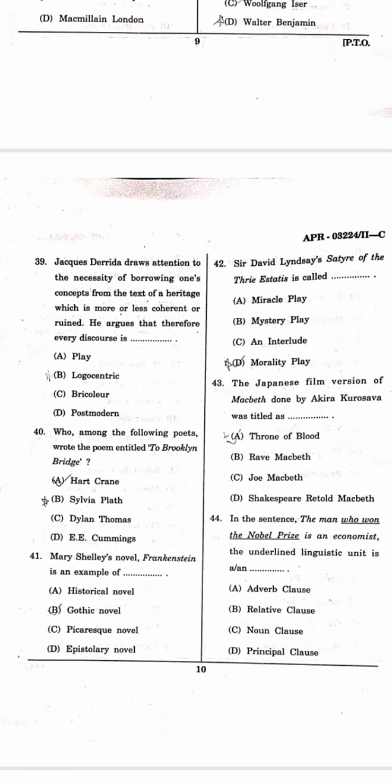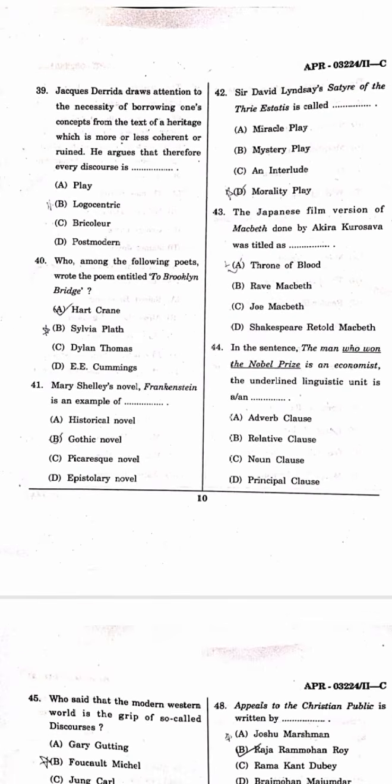Question number 42. Sir David Lindsay's satire of the Three Estates is called a morality play. Option D is the correct one. Question number 43. The Japanese film version of Macbeth done by Akira Kurosawa was titled option A, Throne of Blood.